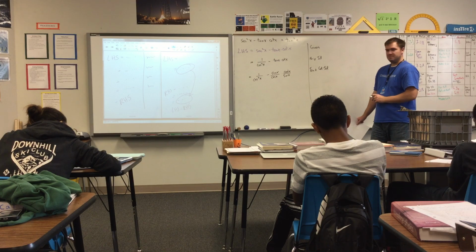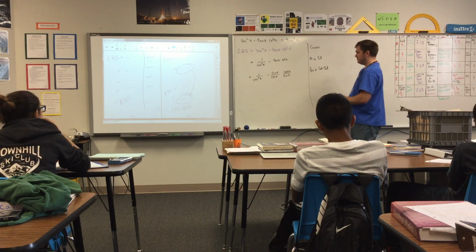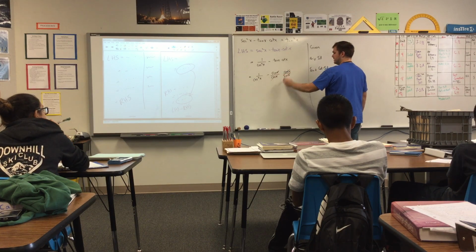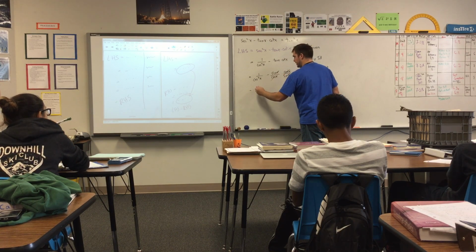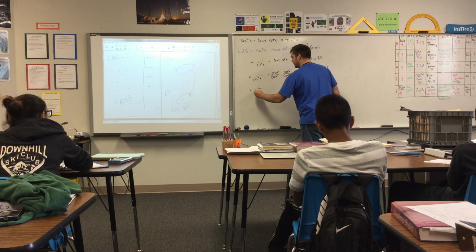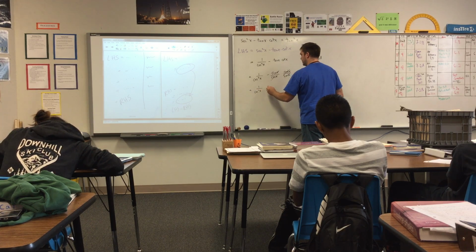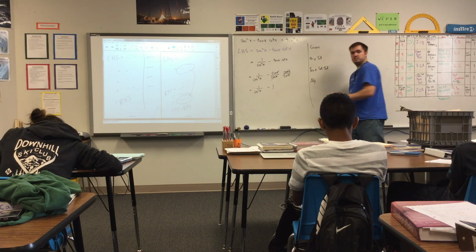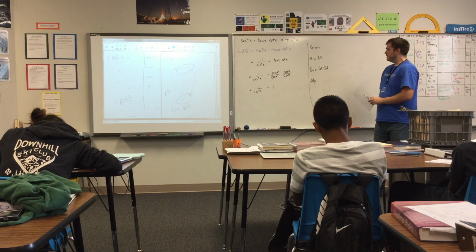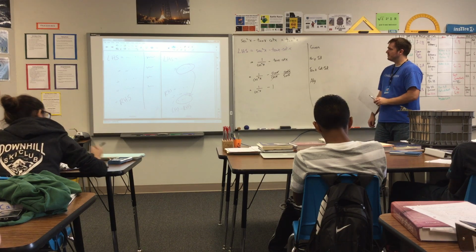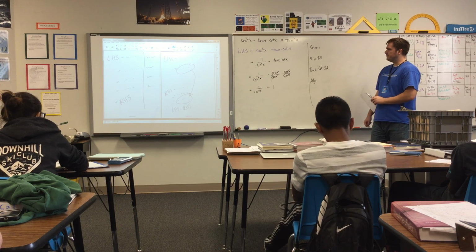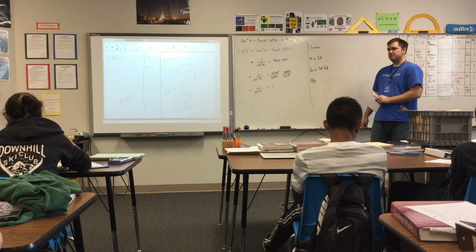All right, somebody else, what next? Wouldn't it turn to 1 over cosine squared x minus 1? That's correct. Cosines cancel, sines cancel. So I have 1 over cosine squared x minus 1. That's just some algebra stuff going on there. All right, any suggestions on what to do now?